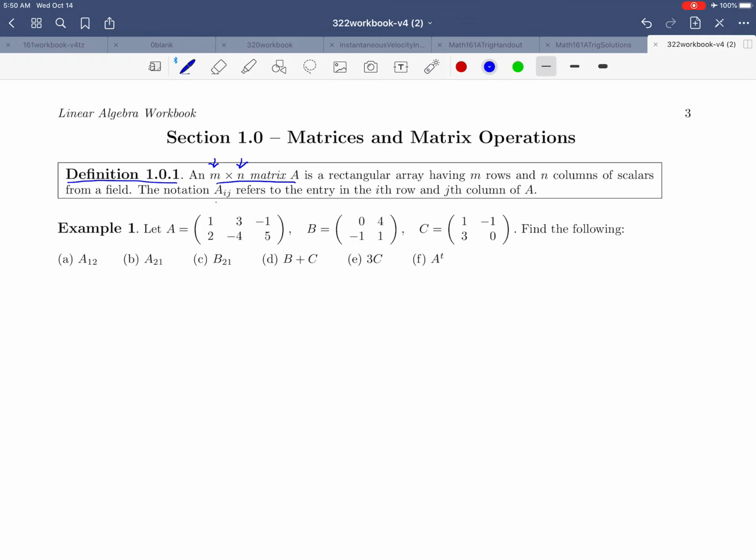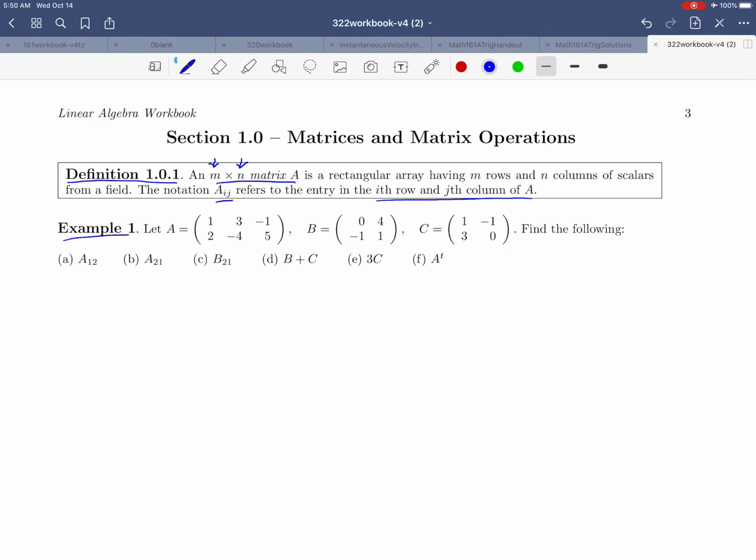Okay, and we want to introduce one piece of notation here. The notation A sub ij refers to an entry in our matrix. In particular, it's the entry that's in the ith row and the jth column of A. It's convenient to have a notation that lets us talk about that. Notice again that the first number i refers to row position and the second number j refers to column position. The easiest way to get used to this notation is just to look at an example.